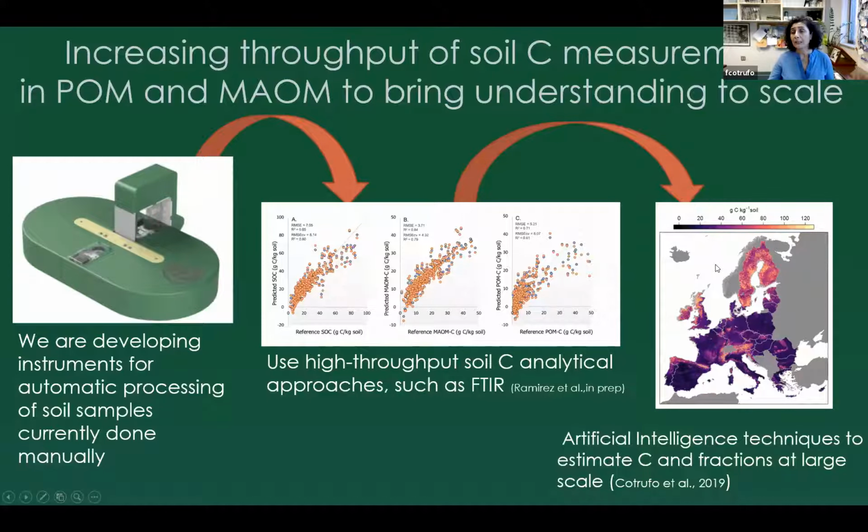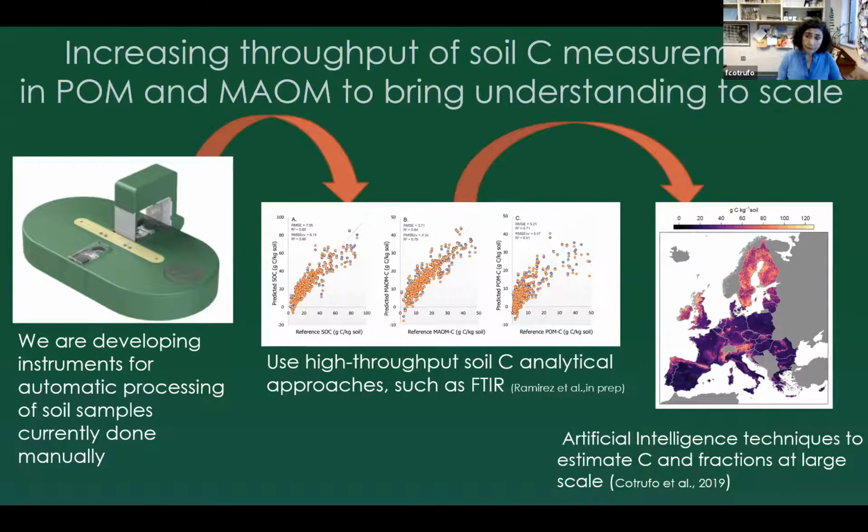But also another approach that we take when we fractionate large data sets that have a lot of other data is to use artificial intelligence techniques to try and predict those fractions, basically just fractionating a subsample of the soil and then using artificial intelligence to project them at large scale.